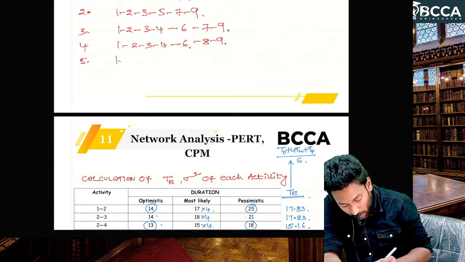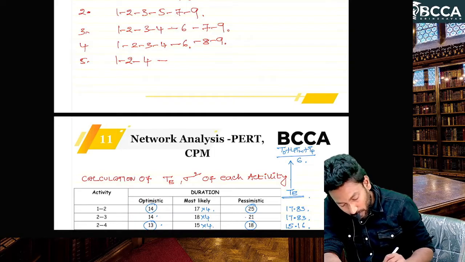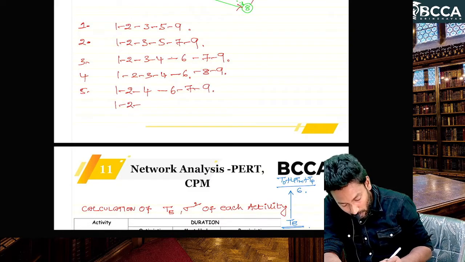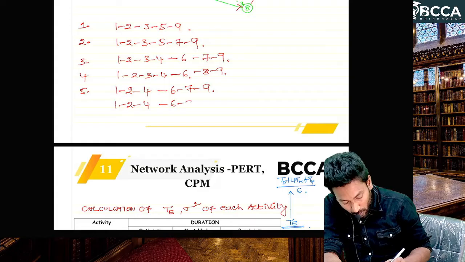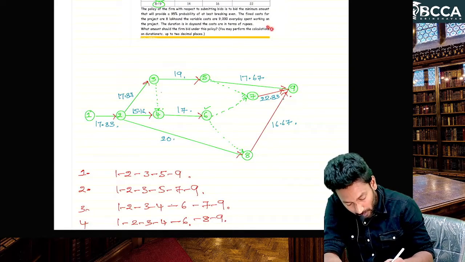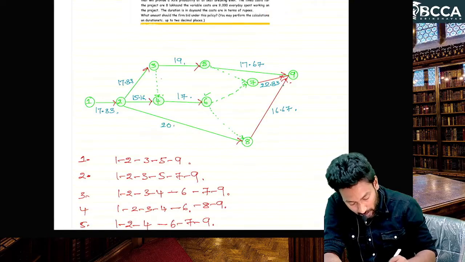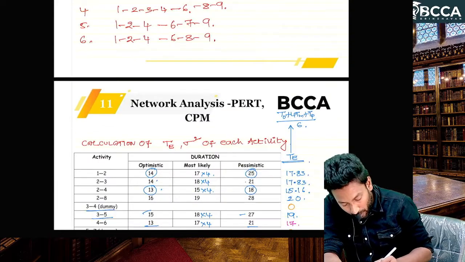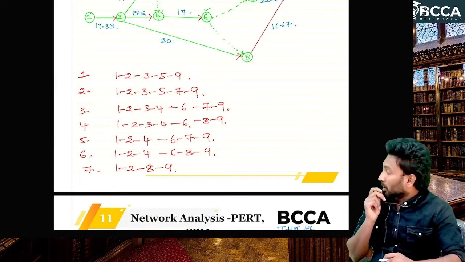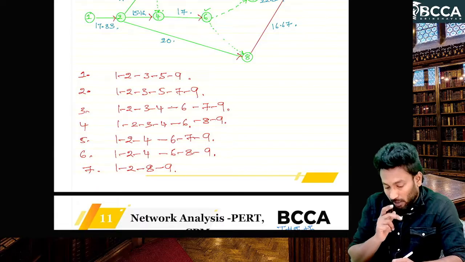Fifth one, 1 2 4 6 7 9. 6 8 9. 9 1 2 4 6 2 8 9. Last path, 1 2 8 9. Excellent, sir. So in total we got 7 paths, sir.